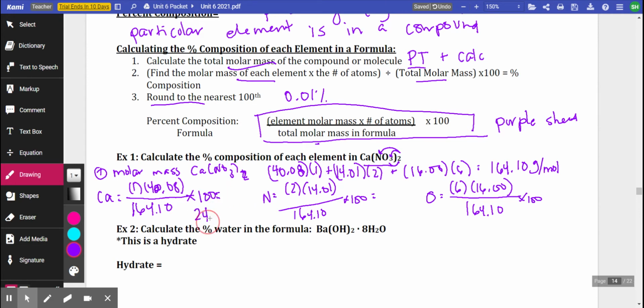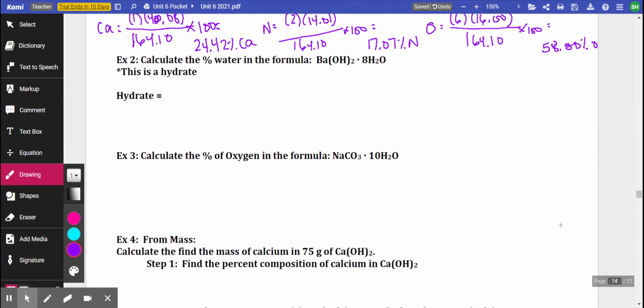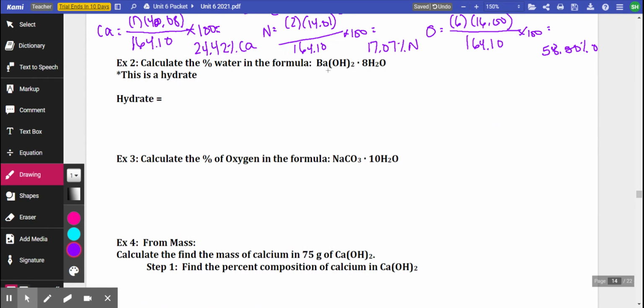So it should be around 24.42% calcium, do the percent and the label. This should be around 17.07% nitrogen, and oxygen you should get around 58.50% oxygen.